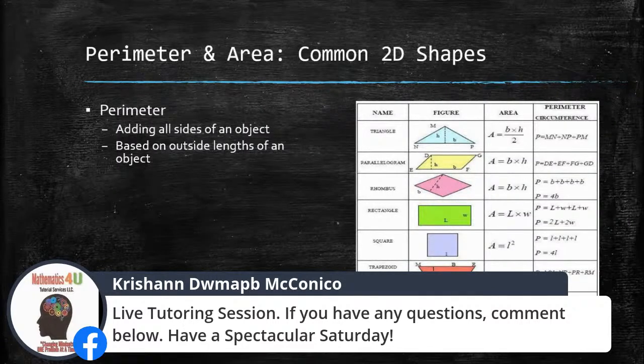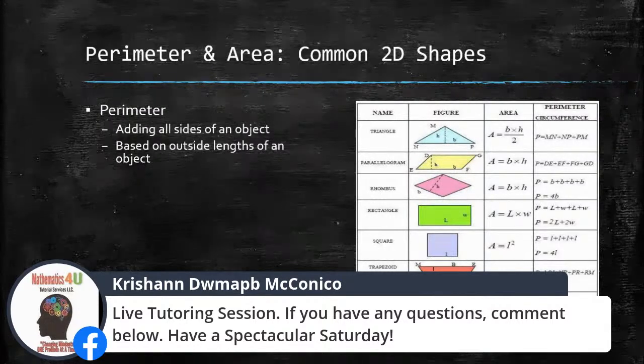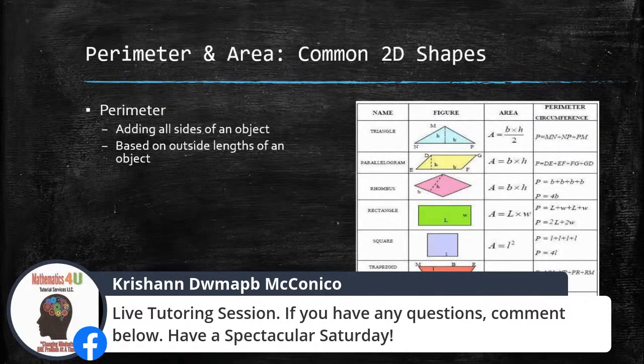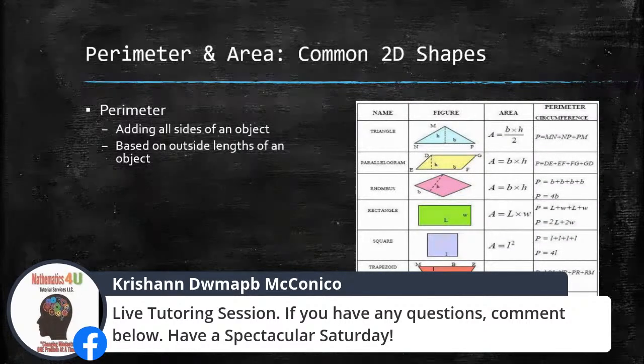Some of them, because they are of equal length, you can multiply by 4, like the rhombus, also the square. Also, if you pay attention to the rectangle, you have 2 lengths and 2 widths. Instead of going length plus width plus length plus width, they said, I have 2 lengths and 2 widths. So 2 times the length plus 2 times the width gives me the perimeter of this rectangle.